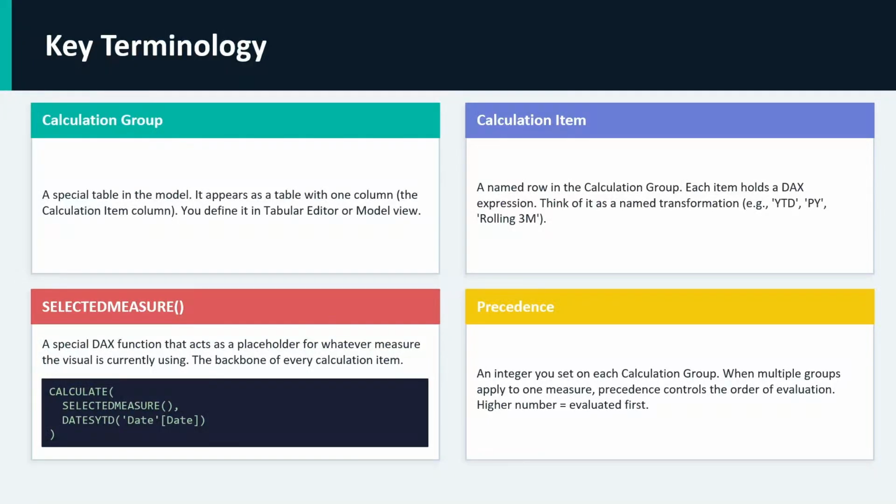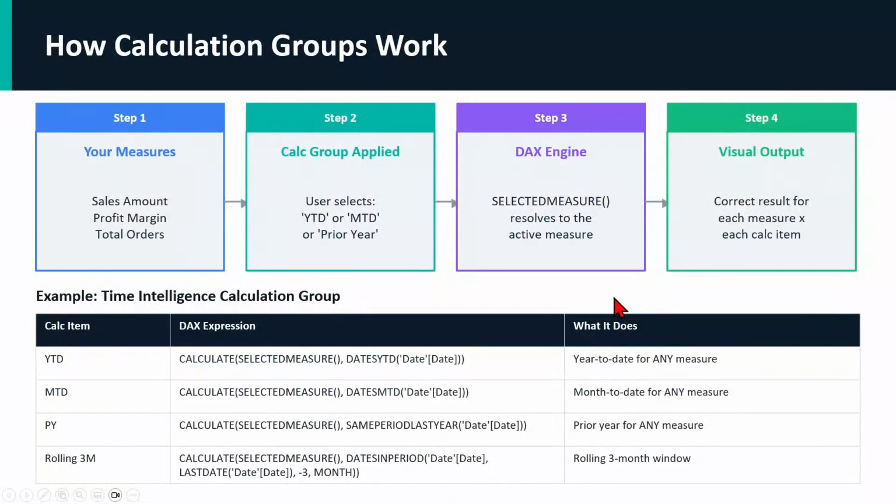So if you have a time intelligence calculation group at precedence 10 and another calculation group, let's say currency at precedence 20, that currency conversion is going to what? Is going to run first. And if you have only one calculation group, precedence does not matter. But I will say this, get into the habit of setting a what? Precedence is very important. Now, that is the key terminology. Now let's move on to the next slide.